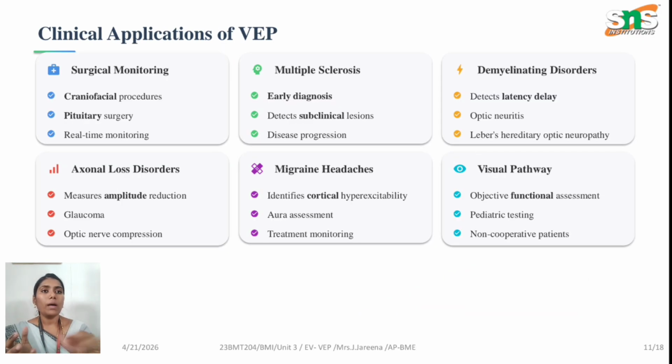Then we'll move on to the applications. I have told you already, the clinical application of visually evoked potential is huge. You can have surgical monitoring. You can easily diagnose multiple sclerosis early, and you can have clear-cut diagnosis of demyelinating disorders, axonal loss disorders, even migraine headaches, and it gives a very good objective functional assessment of your visual pathway. So the clinical application of VEP is huge. We can use it in multiple cases to have a better objective functional assessment.